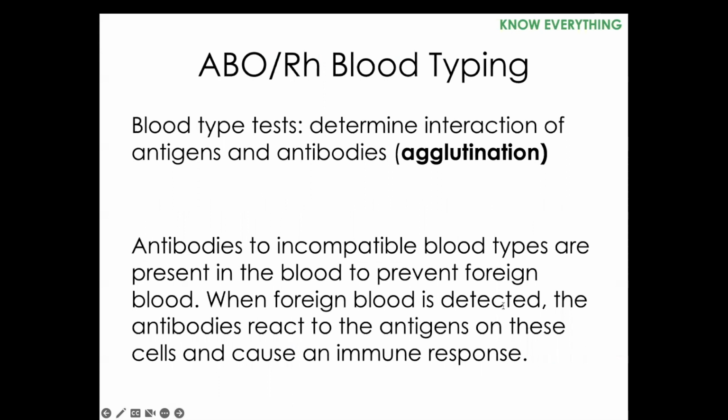And the last type of blood test is our ABO-Rh blood typing. This determines the interactions of antigens and antibodies that are found in the blood. This is the test you commonly see done when someone's giving blood or you need a blood transfusion during surgery.